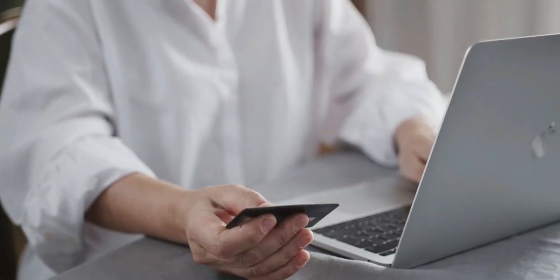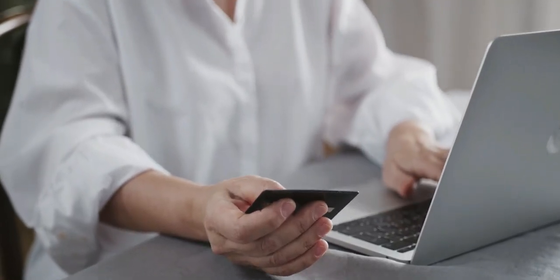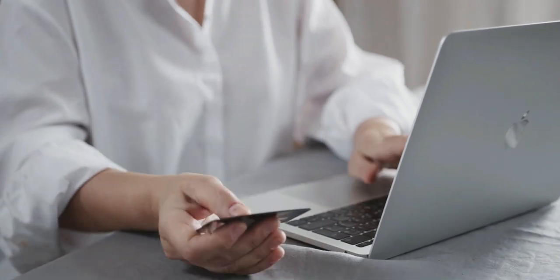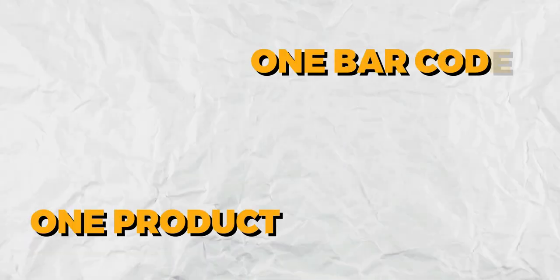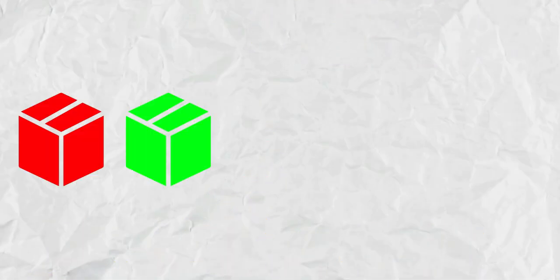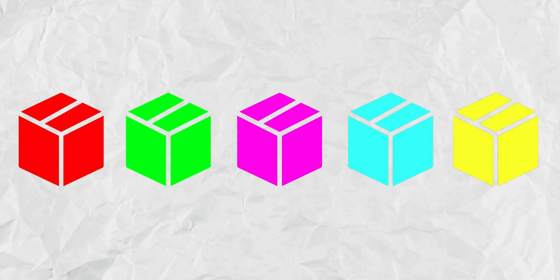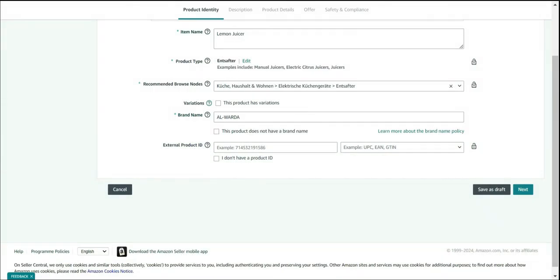There are many other websites where you can buy barcodes, possibly at a lower price, but purchasing them from GS1 will help you to avoid issues later on with Amazon. Keep in mind, you need 1 barcode for 1 product variation. That means if you have a product with 5 different variations, you need 5 different barcodes. Click on validate, click on next.